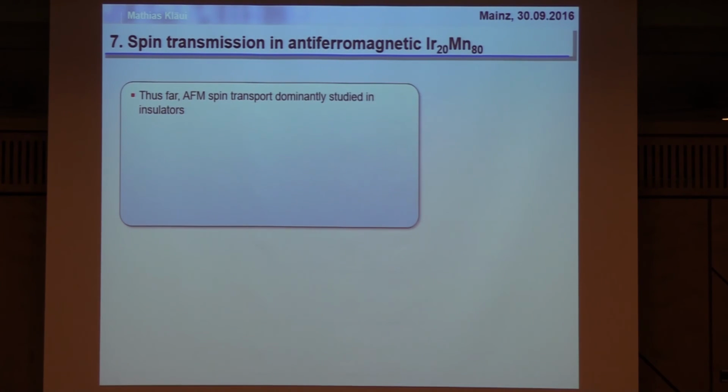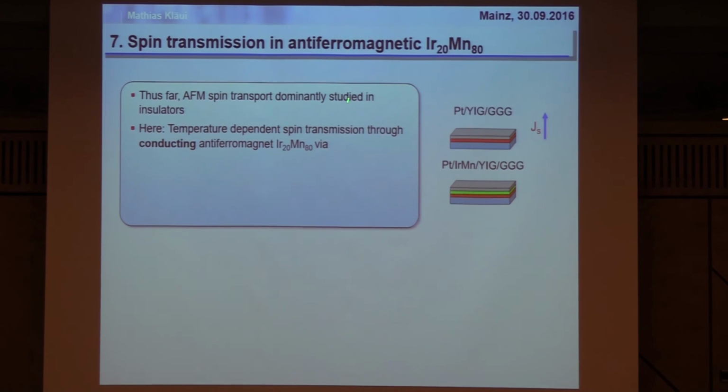So what we're really interested in now is to see what happens in metals. In insulators, it's pretty clear the spin current can only be transported by magnons. In metals, that's not the case. In metals, you can also just put electrons across. So the question is, in a metal, do we have transport by the magnon, which still exists, or do we have transport just by conduction electrons?